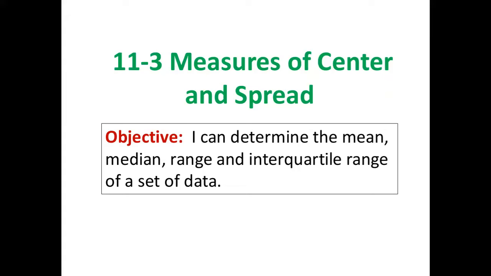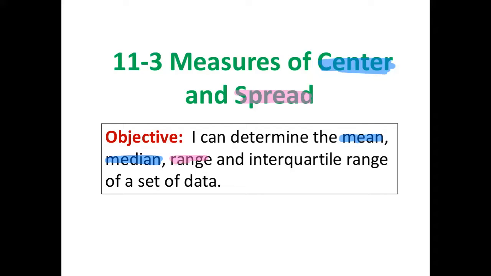All right, so today we're going to be looking at measures of center and measures of spread. Measures of center is kind of like the middle of the data, right? That's what center means. For today's objective, I can determine the mean and the median. So mean and median are measures of center. And then we have measures of spread. Measures of spread is how spread out the data is, or how consistent your data is.